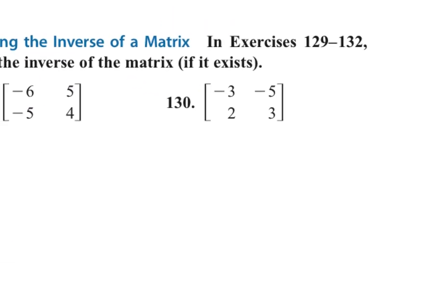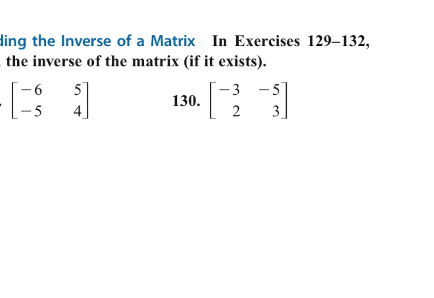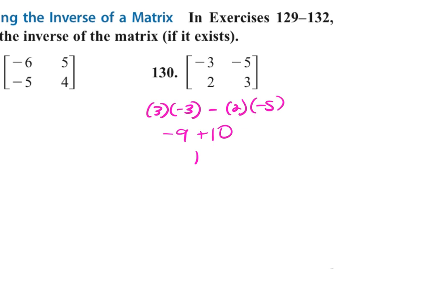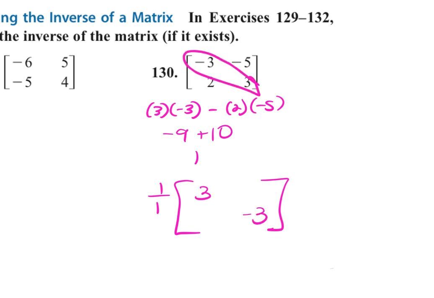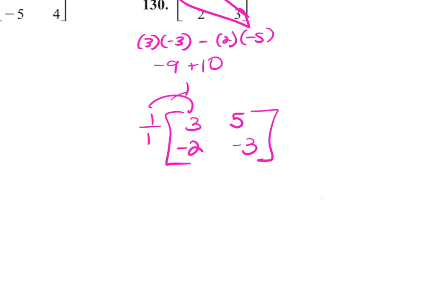130. Yep. Okay, so we're doing the inverse, right? So first do the determinant: 3 times negative 3 minus 2 times negative 5. I get negative 9 minus a negative 10, which becomes plus 10. And then you'd get 1 over 1. You have to switch the negative 3 and the 3, which ends up looking like you changed the signs. But these are the ones you switch. And then you change the signs on the negative 5 and the 2. So it becomes positive 5 and negative 2. And then distribute it in.